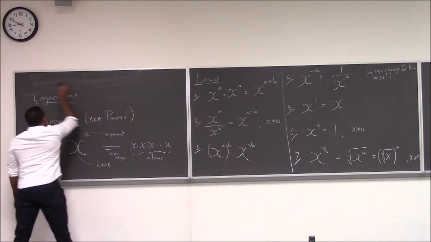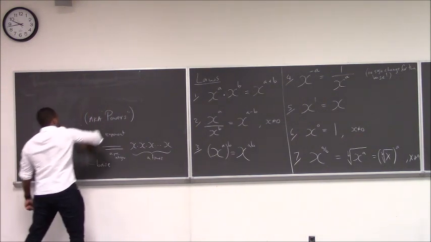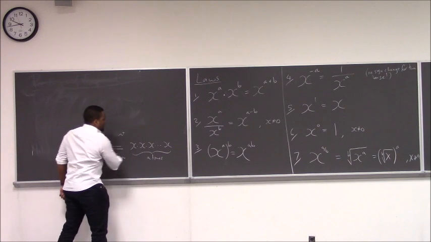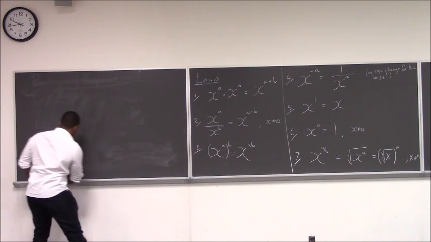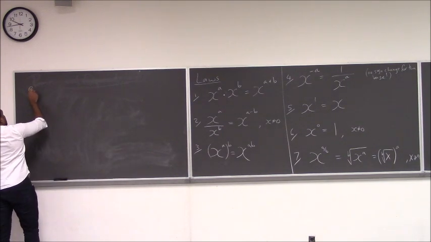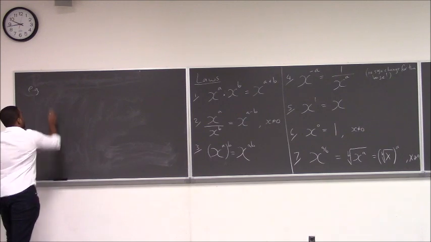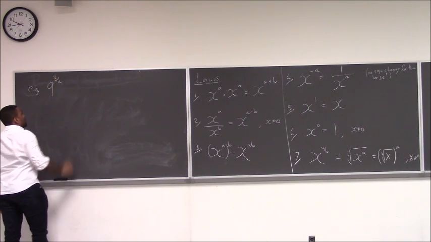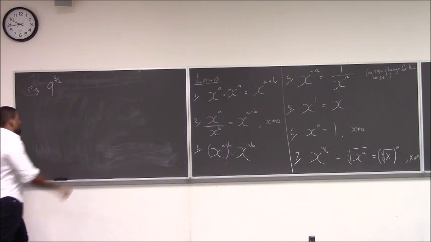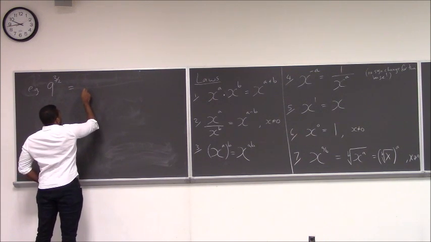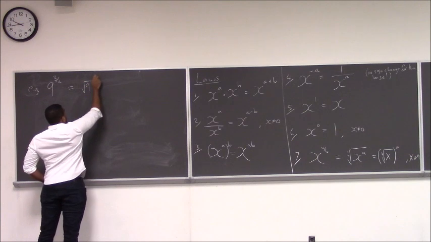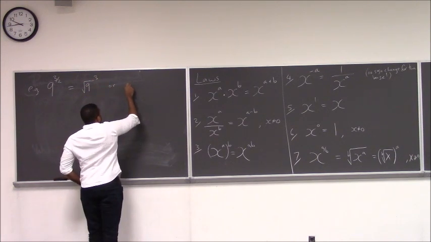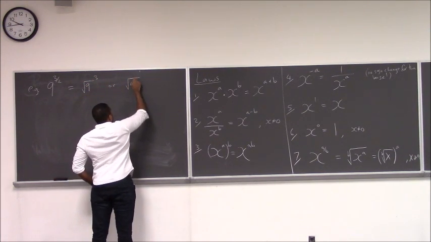For the most part, it's interchangeable, so when you're really working on something, you can alternate how you're looking at that expression. So for example, I can look at something like 9 to the 3 over 2. There are a couple of ways I can think about that. I can think about that as the square root of 9 cubed, or as the square root of 9, cubed.